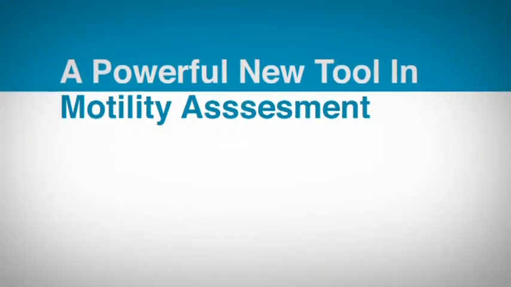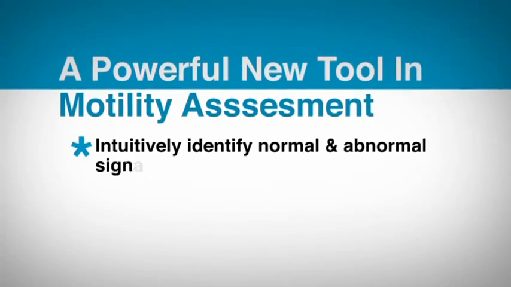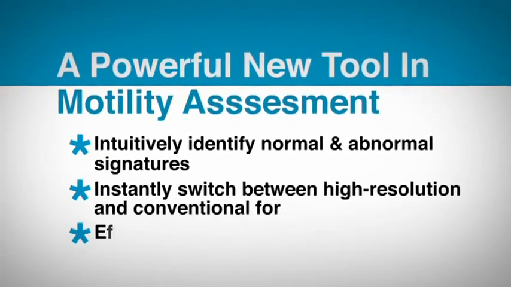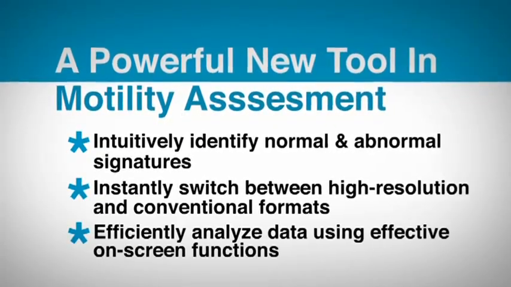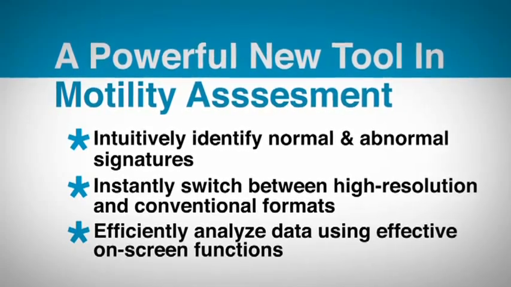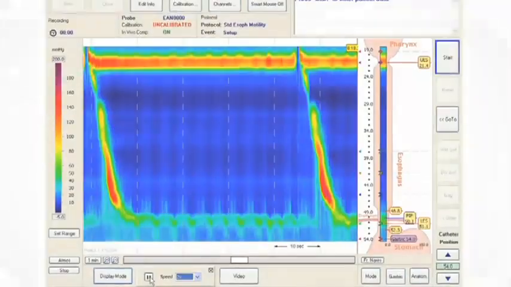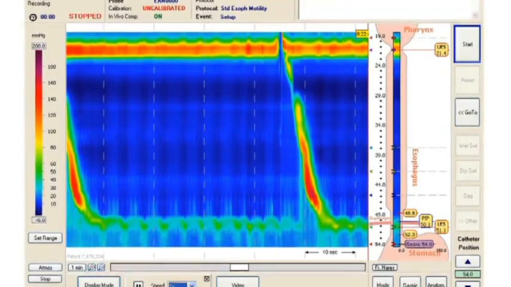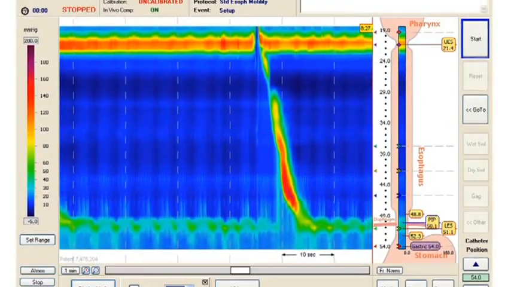Manoscan provides an unprecedented view of motility, allowing you to readily identify normal and abnormal physiological signatures and efficiently analyze collected data. For esophageal manometry, Manoscan provides full coverage from the pharynx to the stomach.